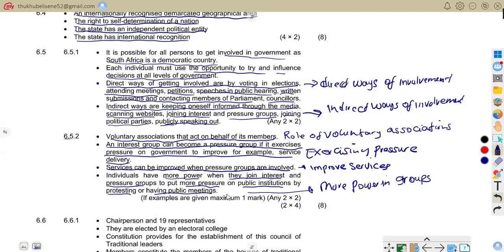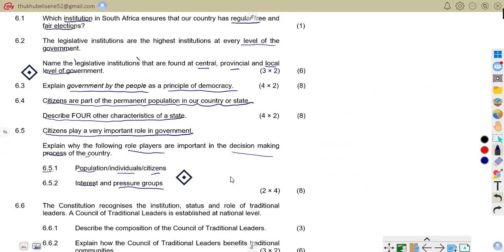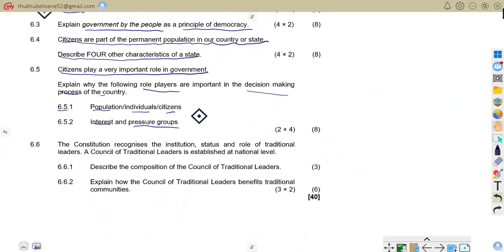So now we are to move on to 6.6. It reads as follows. The Constitution recognizes the institution, status, and role of traditional leaders. So a council of traditional leaders is established at the national level. 6.6.1 says, describe the composition of the council of traditional leaders. 6.6.2, explain how the council of traditional leaders benefits communities.